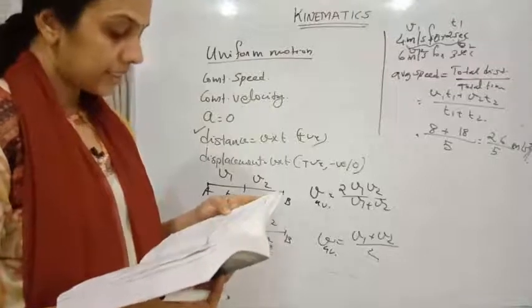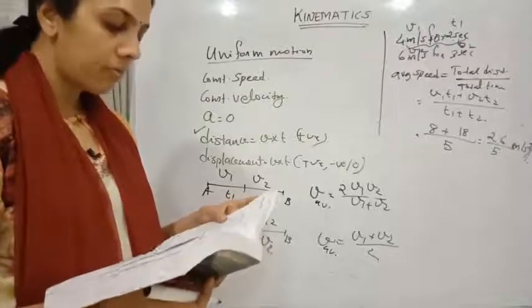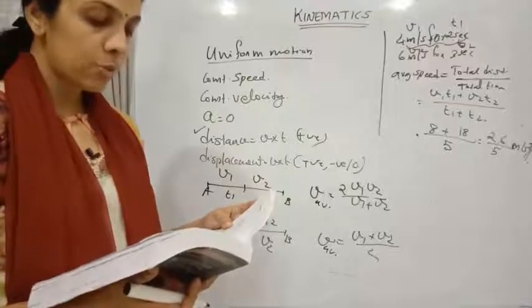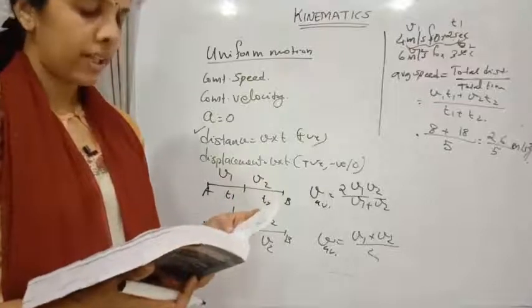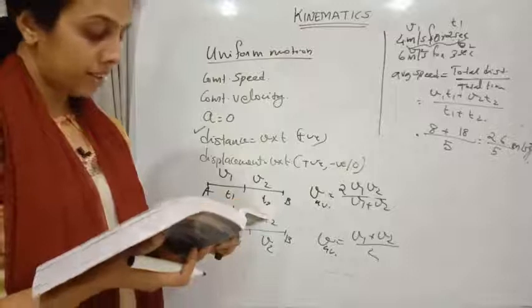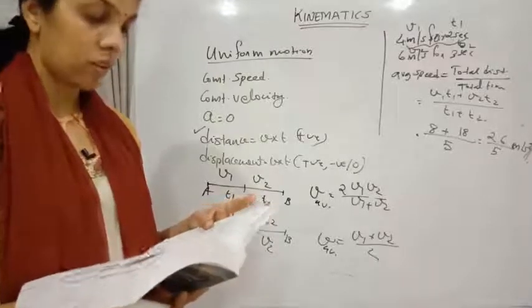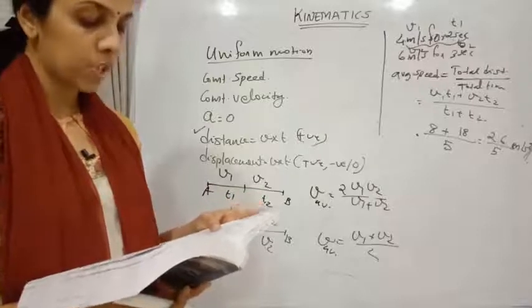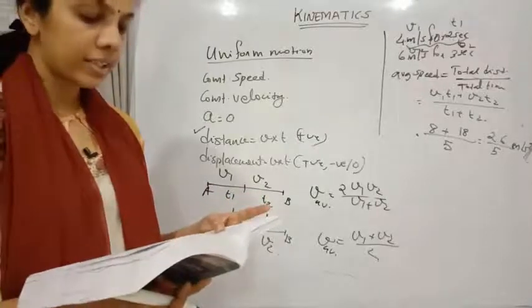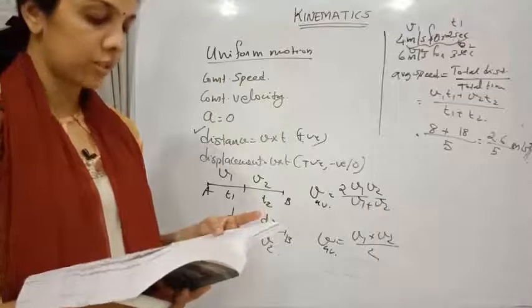Then next is, a particle travels half of the time with constant speed 2 meter per second. In the remaining half of the time, it travels 1/4 of the distance with constant speed 4 meter per second and 3/4 of the distance with 6 meter per second.